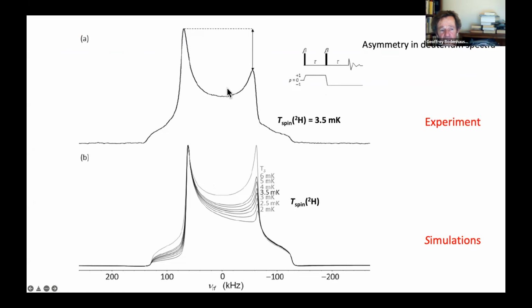So the top one is an experimental spectrum, very beautiful, low signal to noise, as you can see. But the simulations show that the asymmetry varies and gets more pronounced as you go to lower temperatures. So these are absolute spin temperatures, not sample temperatures, spin temperatures of the deuterium manifold. And by comparison between the two, or fitting if you like, we figured out that we achieved 3.5 millikelvin.